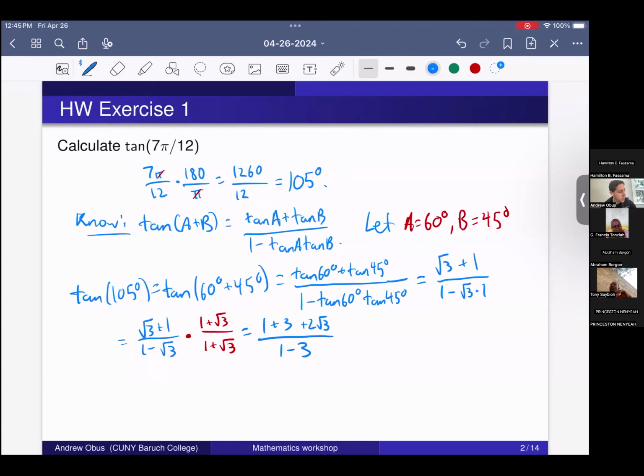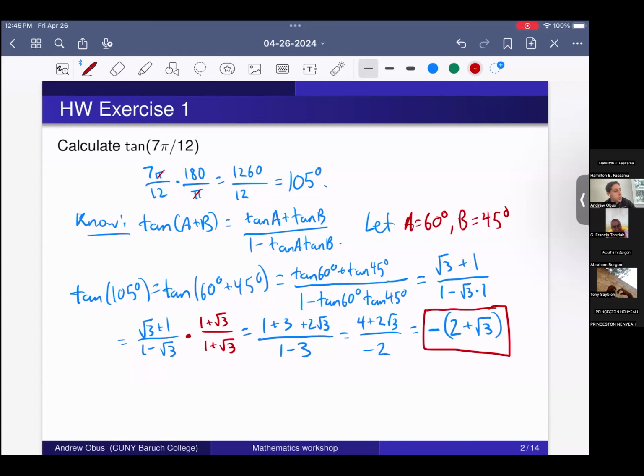Okay. So if you simplify this, you have 4 plus 2 root 3 over minus 2, which is going to give you, pull out the minus sign, and we'll divide by 2. So that's going to be 2 plus square root of 3. Okay. So this is the answer. This is tangent of 7 pi over 12.